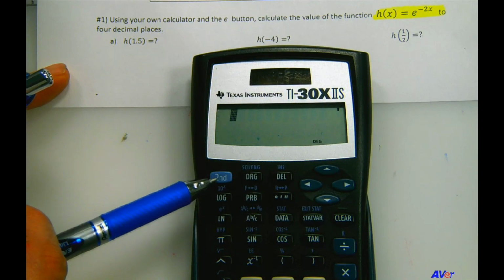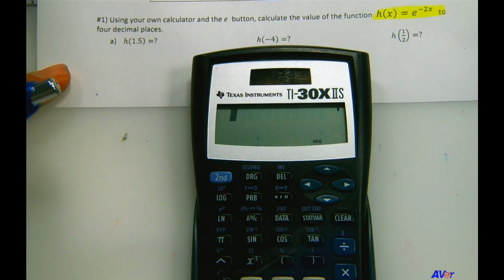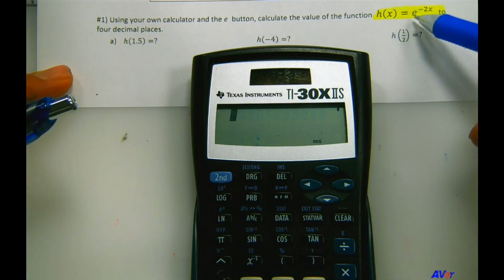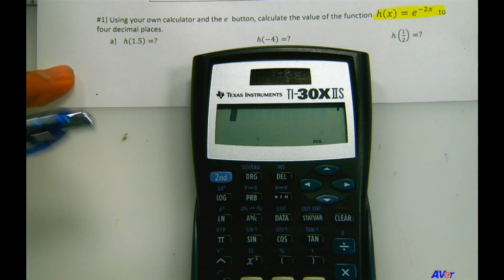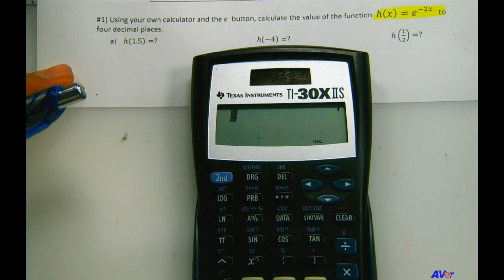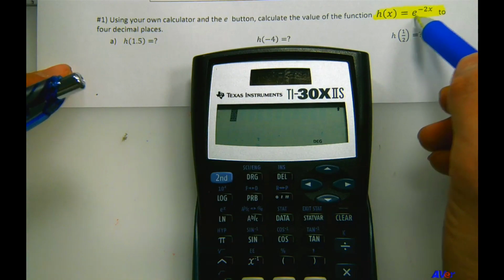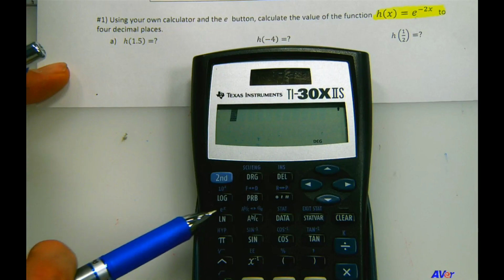So if I use the second button, I can activate my e to the x function. That's what activates this e. Like I say, on the next page, we will get to what e is, but it's such an important value that your calculator should have it stored as part of your calculator. So you shouldn't have to enter it. Okay? So find that key. Find the key in your scientific calculator that activates e to the x. Okay? You want to activate it. On mine, there it is.